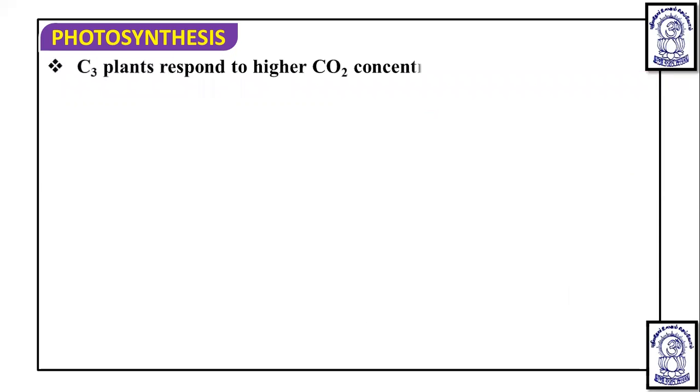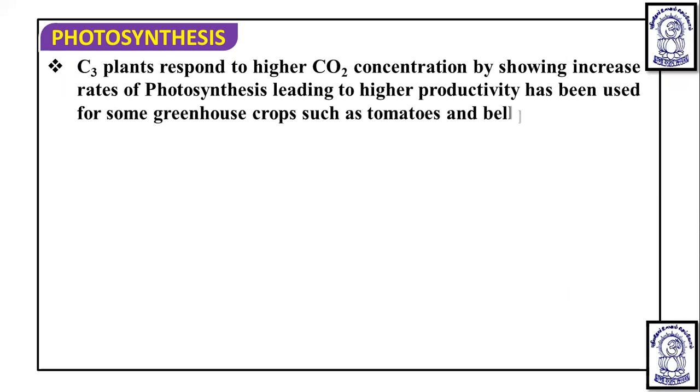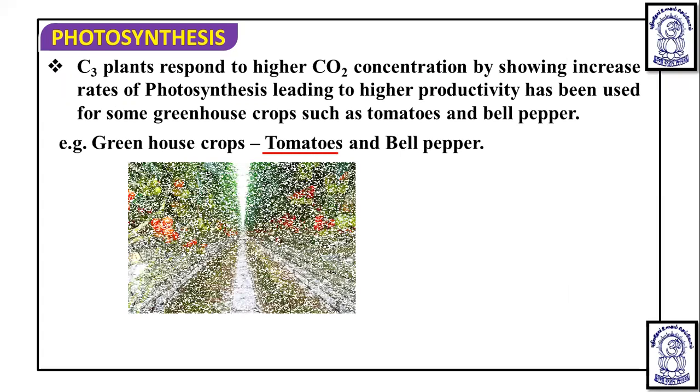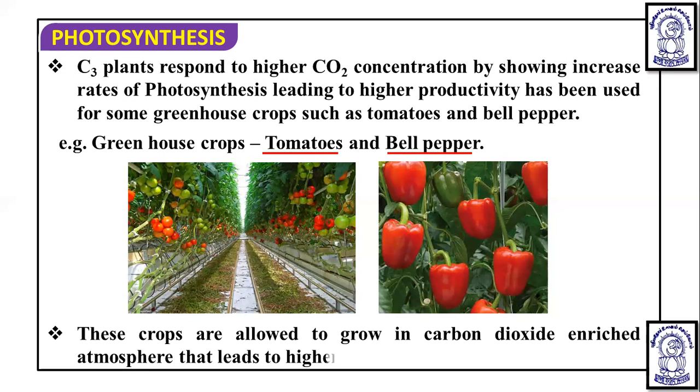So C3 plants respond to a higher CO2 concentration by showing an increased rate of photosynthesis, leading to higher productivity, which has been used for some greenhouse crops such as tomato and bell pepper. So in a greenhouse, tomato and bell pepper were grown by providing a higher CO2 concentration, and it is seen that they grow optimally. They increase the rate of photosynthesis. So these greenhouse crops like tomato and bell pepper are used, and this effect is known as the CO2 fertilization effect. So these crops are allowed to grow in a carbon dioxide enriched atmosphere that leads to higher yield.